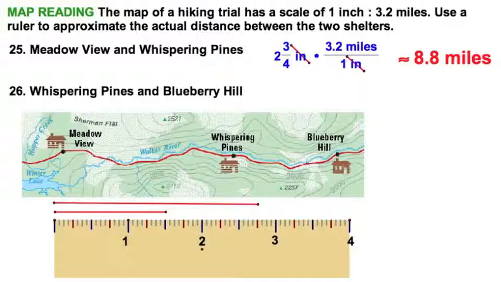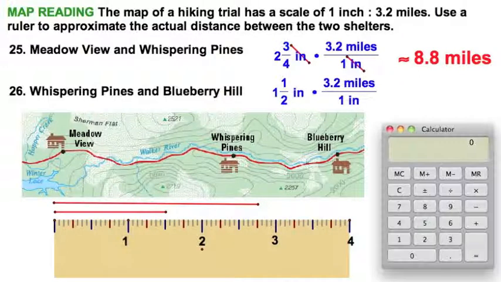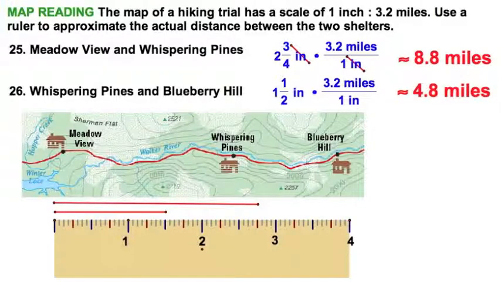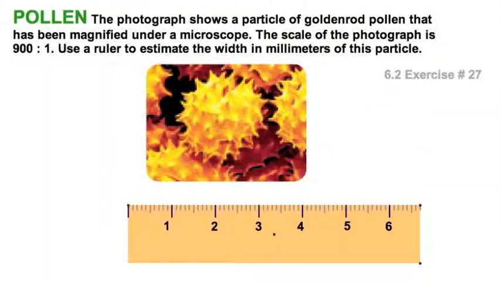Right? Let's take the next one. We stretched out the string right here to get about 1.5 inches. This measurement, 1.5 inches times 3.2. Let me get my calculator out again. This time I'm just going to do 1.5 times 3.2 miles per inch, and I've got 4.8. And there you go.